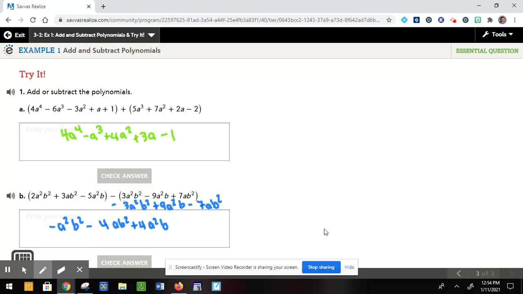For part B, I did distribute the negative to those 3 terms there, and then I combined like terms. I did put the a squared b squared first, because that would be the highest degree term. You might be asking, like, which one of these 2 would you put next? They're both 3rd degree. It doesn't matter which one comes next. Both would be considered standard form. All right. Let's try example 2.